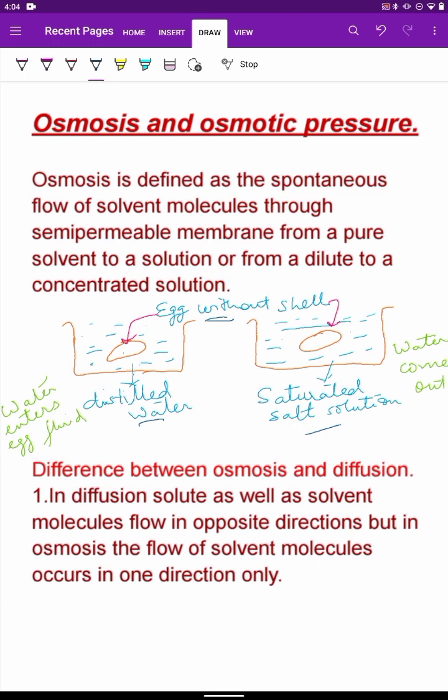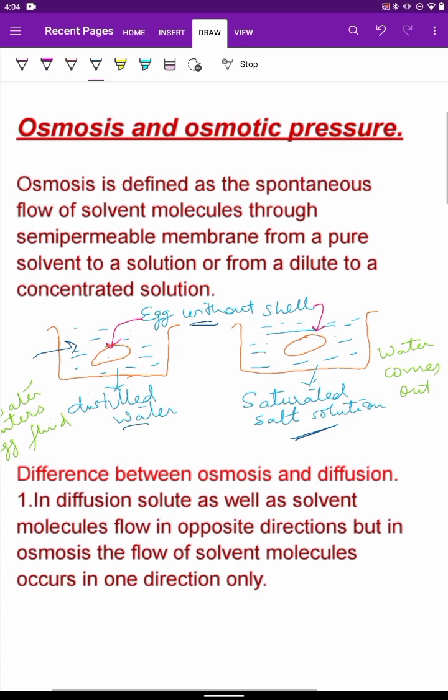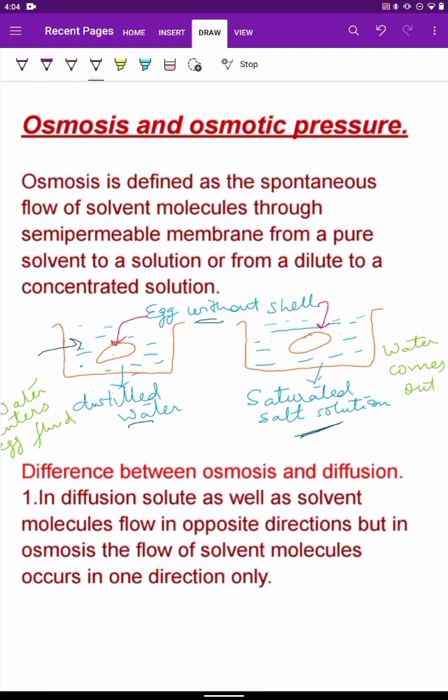After some time we find that the egg which was dipped in distilled water, the water will enter inside the egg fluid. So the flow of water will be towards the egg fluid. And the one which was placed in a saturated salt solution will shrink, because water will come out, water will go outside. So this egg will shrink after some time.